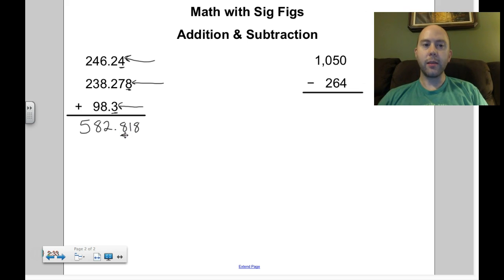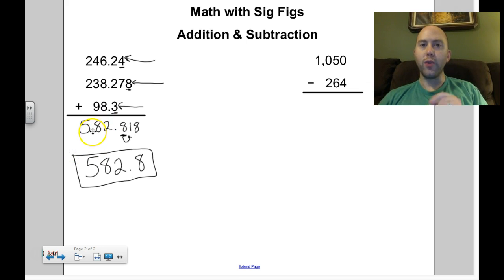Next, look at the number next to the 8. It's a 1. Here's the rule: if it's 0 through 4, you keep the number the same. If it's 5 or higher, 5, 6, 7, 8, or 9, you round up. Since it's a 1, I'm going to keep this at 8, and I'm going to round my answer to 582.8. And there's my final answer.